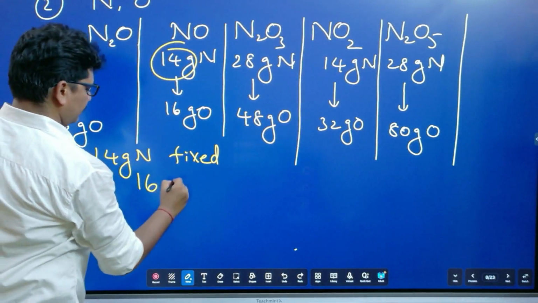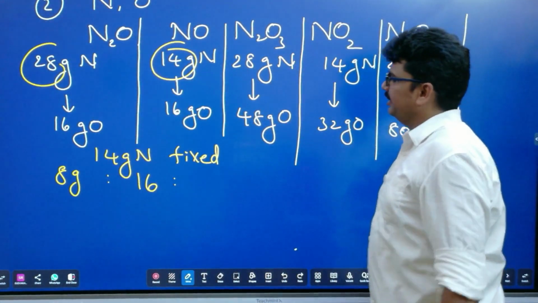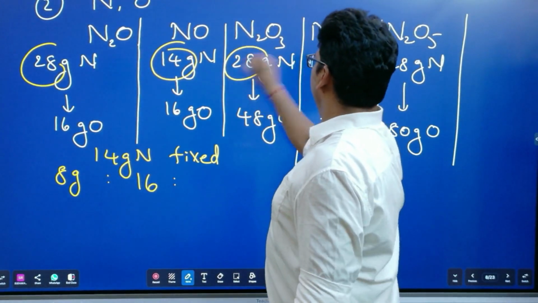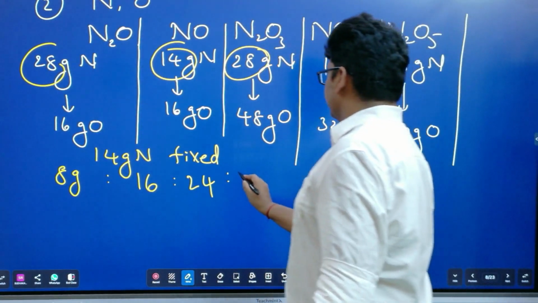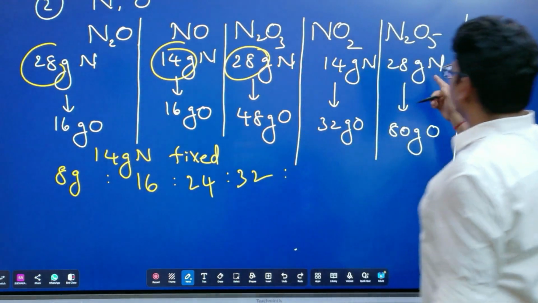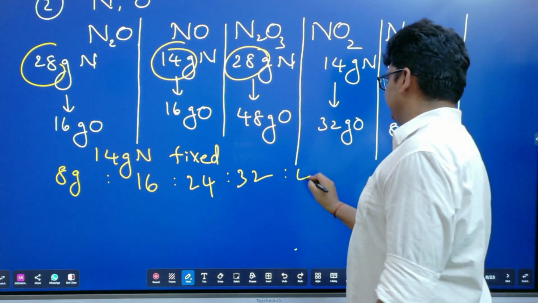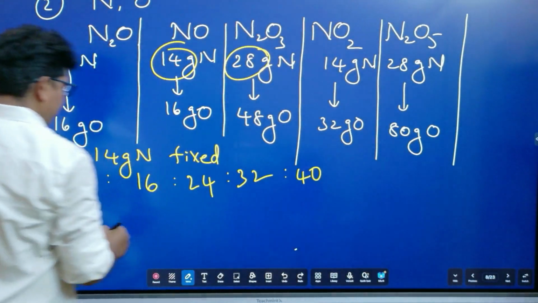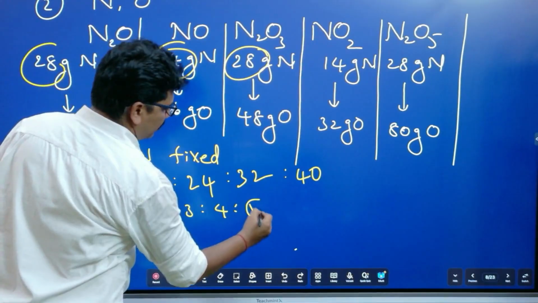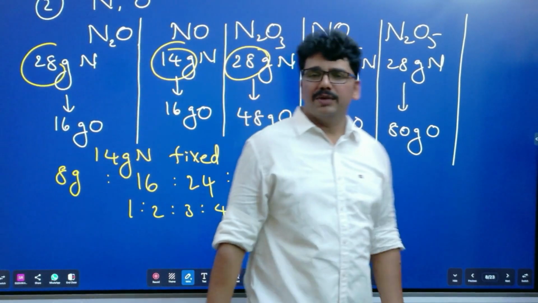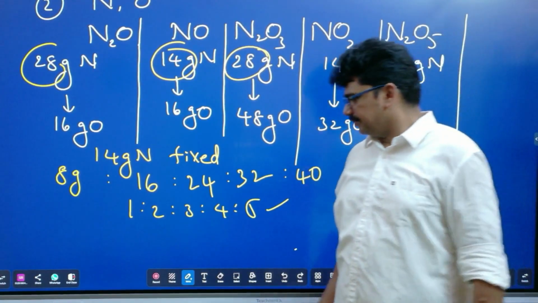So 16. Next, in N2O3, for 28 grams of nitrogen, how much oxygen is there? 48. For 14 grams, it is 24, half of that. For 14 grams, here this is direct, 32. 28 grams is there, so I should calculate for 14 grams. Half of this 28, 14, half of the 80, 40. Now take the ratio of all these numbers. So 8:16:24:32:40, that is 1:2, 2:3, 4:5. So this is a simple whole number ratio. So nitrogen and oxygen are following the law of multiple proportion.